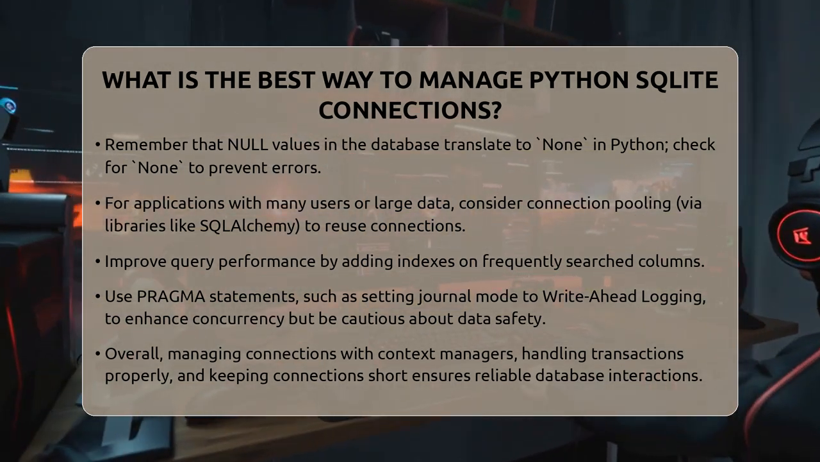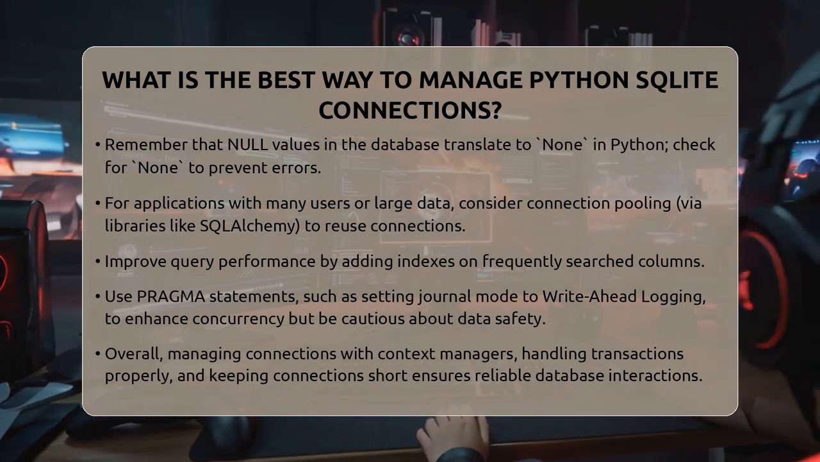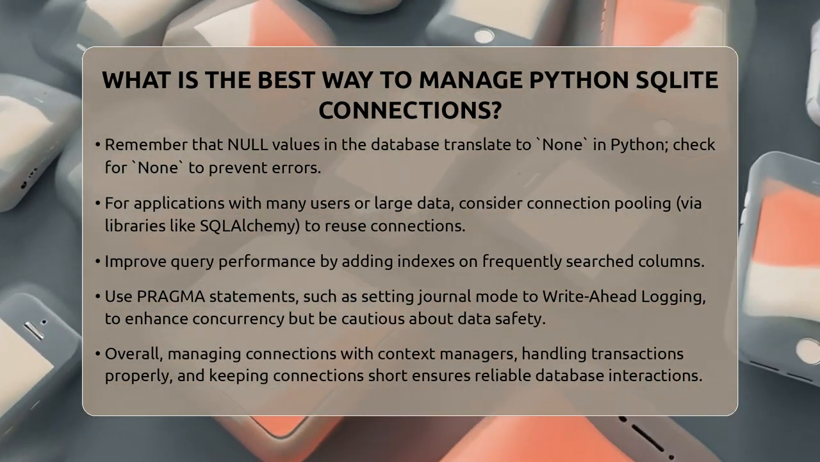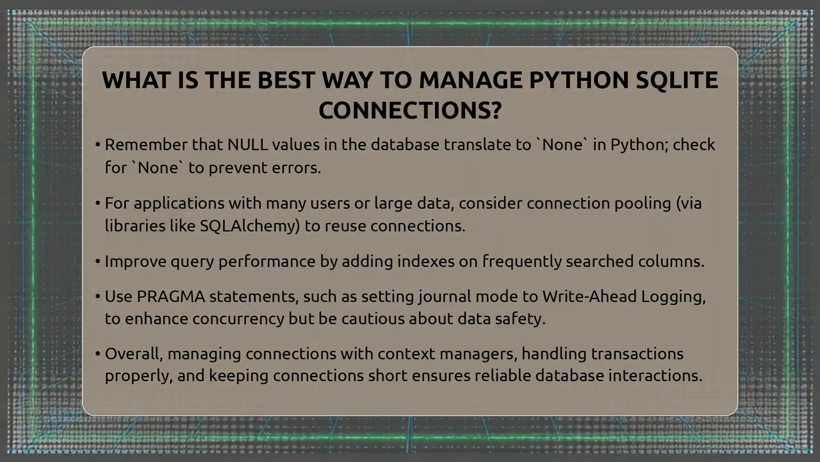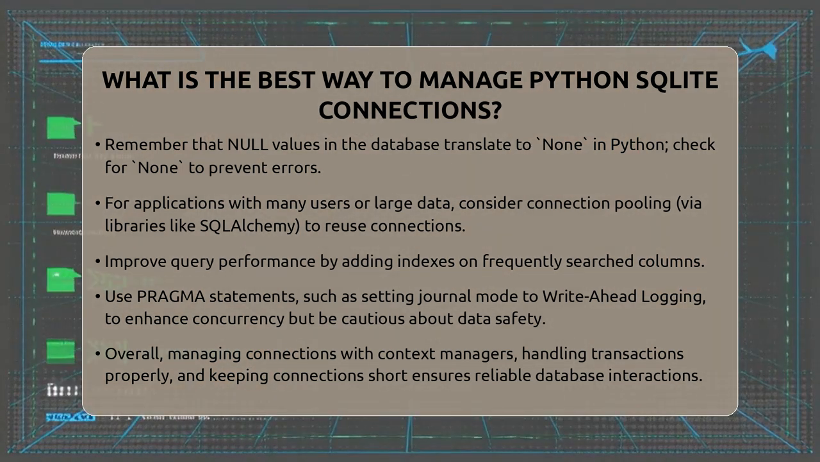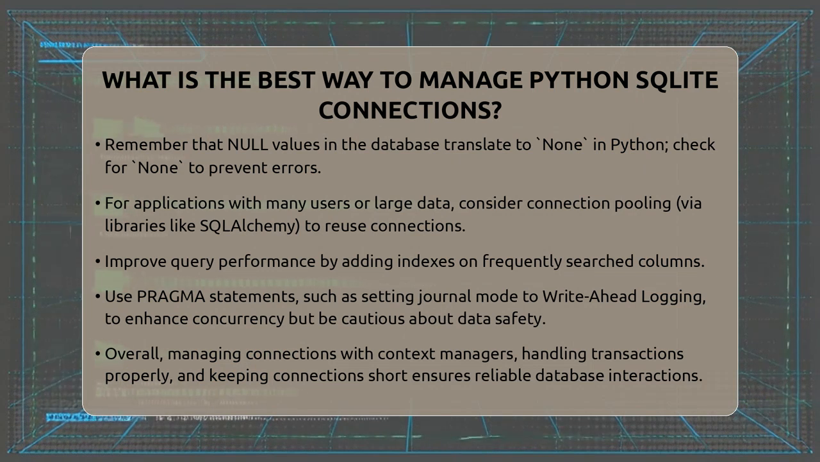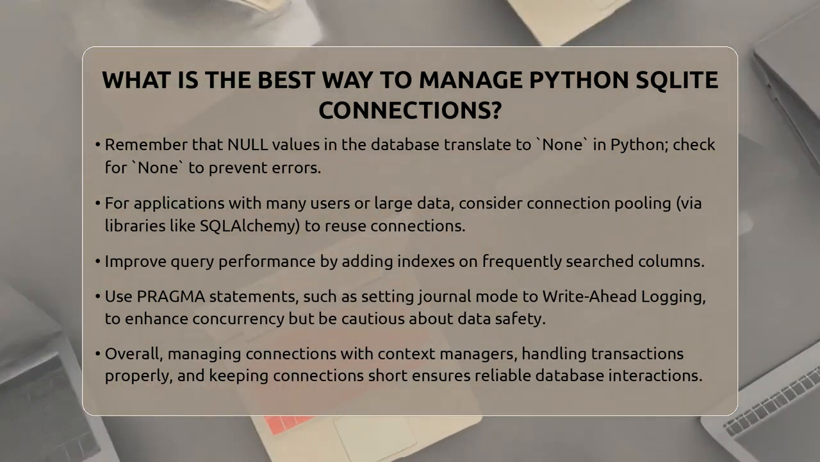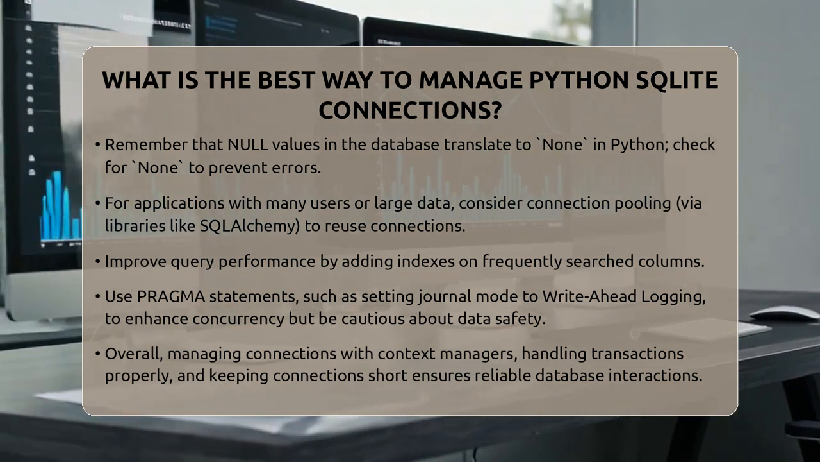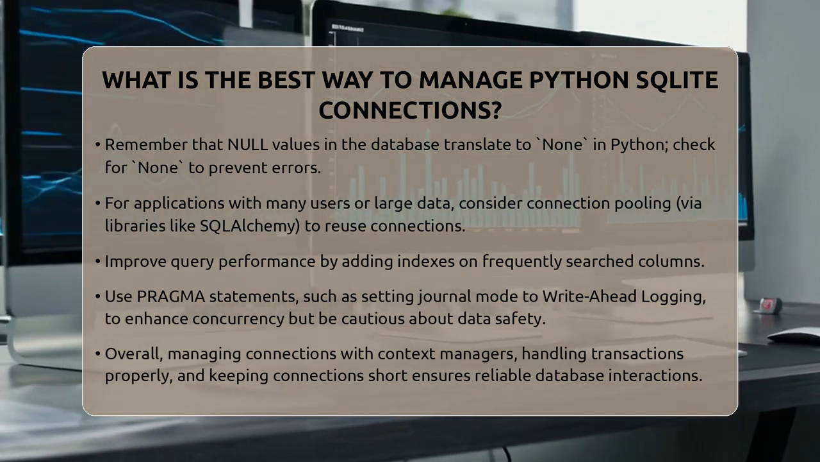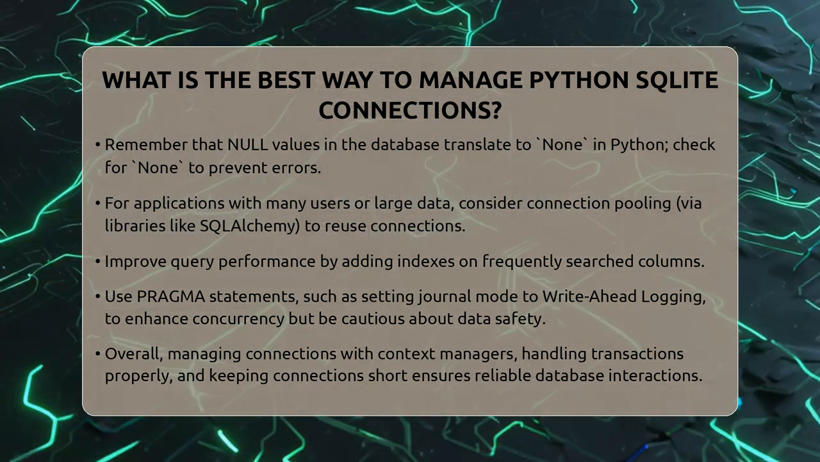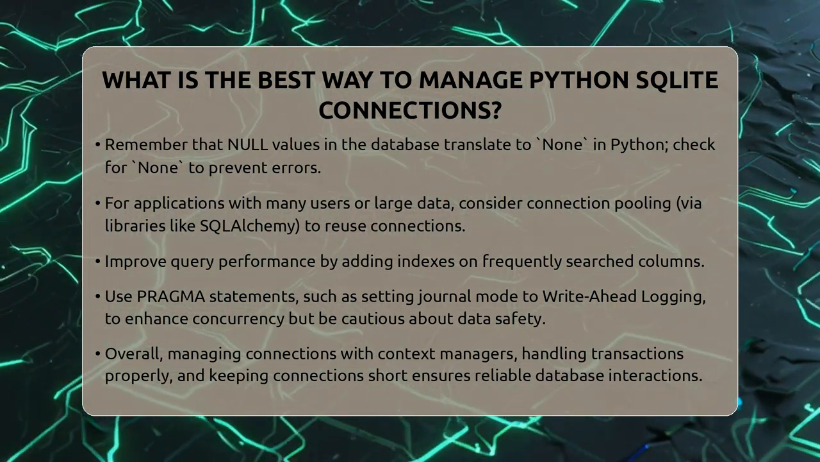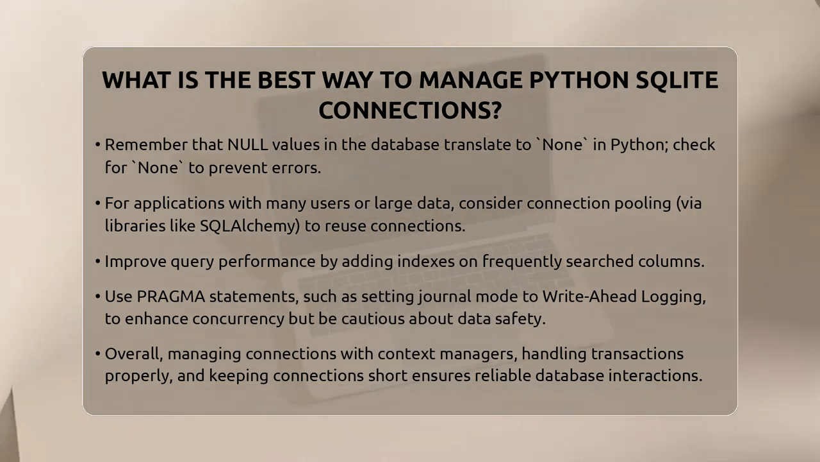In summary, the best way to manage SQLite connections in Python is to use context managers for opening and closing connections automatically. Handle transactions with commit and rollback, check for None in query results, and keep connections short-lived. For bigger projects, consider connection pooling, but for most learning and small apps, simple and clear code works best. This approach keeps your database interactions smooth, your data safe, and your code easy to understand.